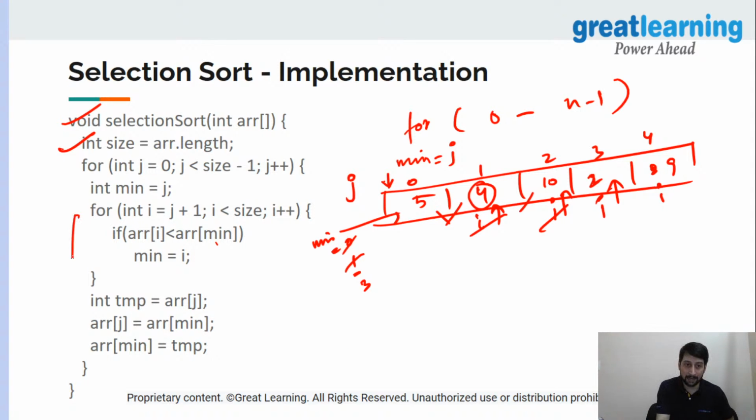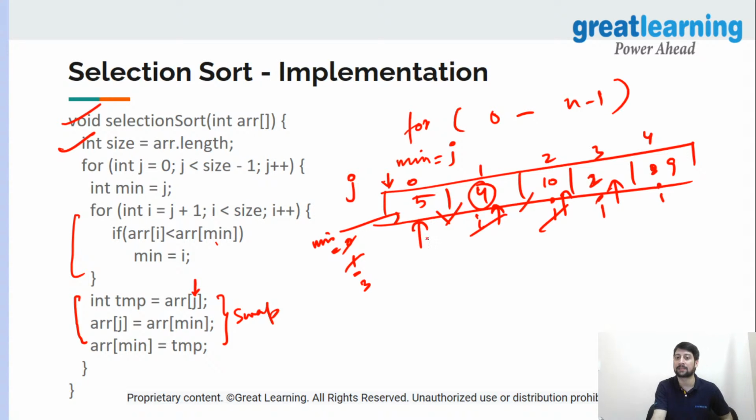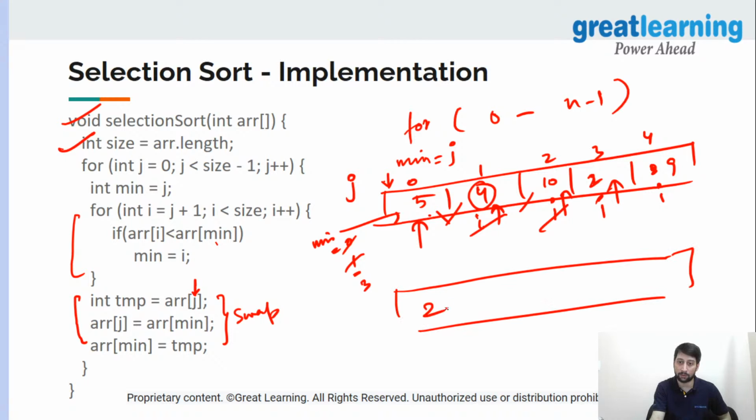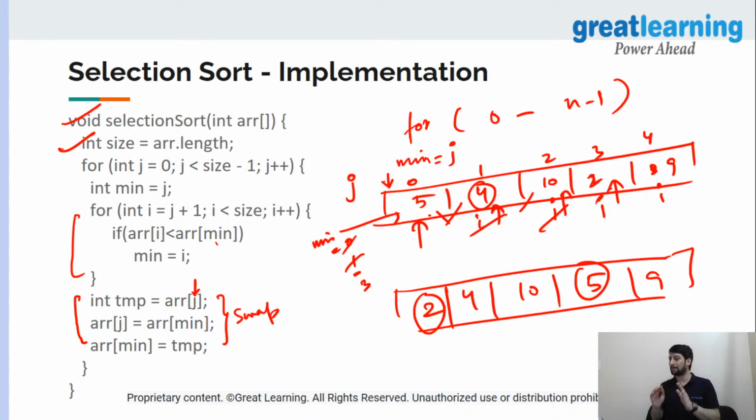Now this entire loop is over, right? After that we will swap. This is the swapping that happens. We swap the minimum with j, and j is nothing but this. So now this 5 will be swapped with 2. After one iteration, only one swap will happen, giving 2, 4, 10, and then 5 here, and 9. If you observe carefully, only a single swap happened, between the minimum index, which was 3, and the first element.